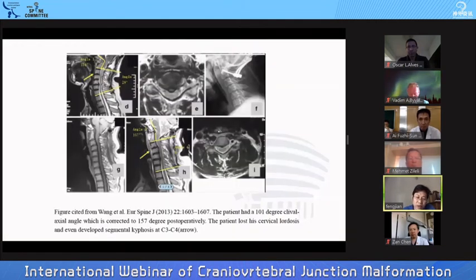This is an example from the literature published in European Spine Journal. The patient had a 101 degree clivo-axial angle before the surgery. After surgery it was about 157 degrees postoperatively. We can see that with time the patient developed cervical spine kyphosis. So this is a typical example of overcorrection of axial tilt.